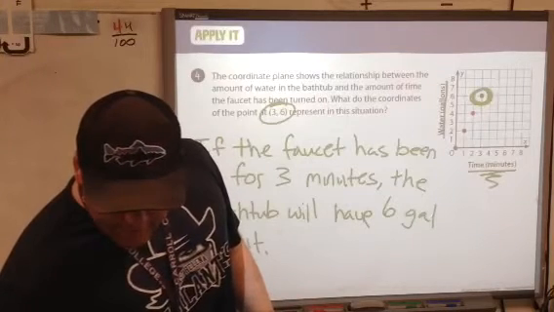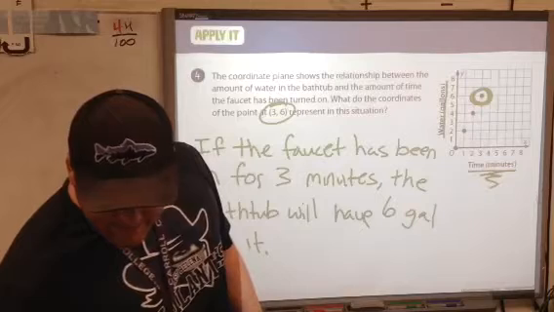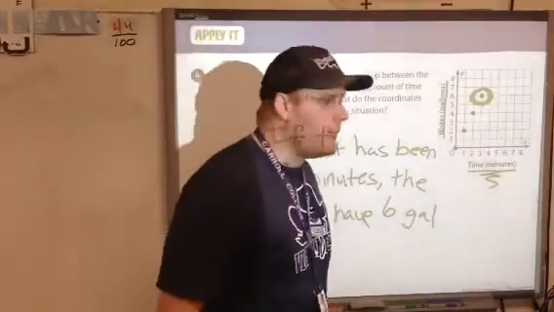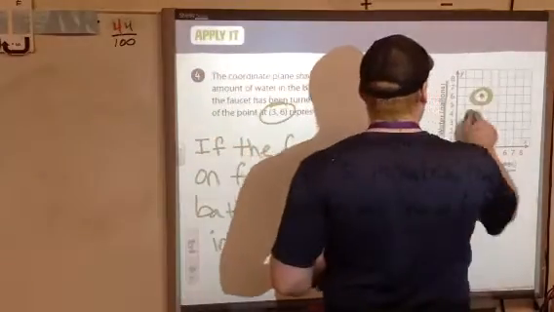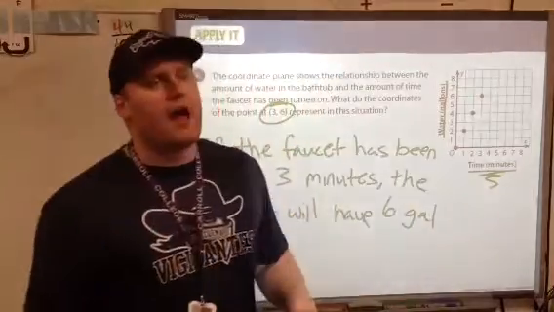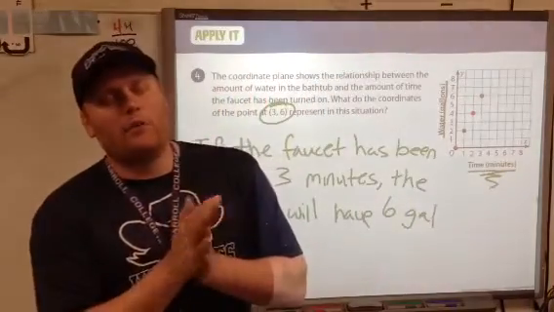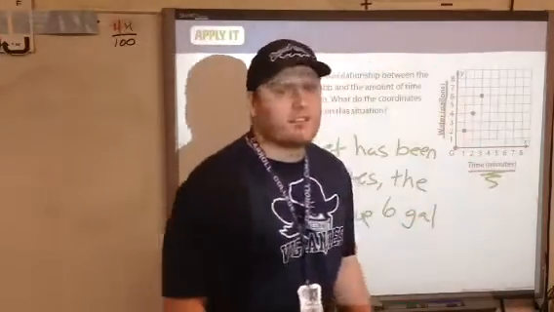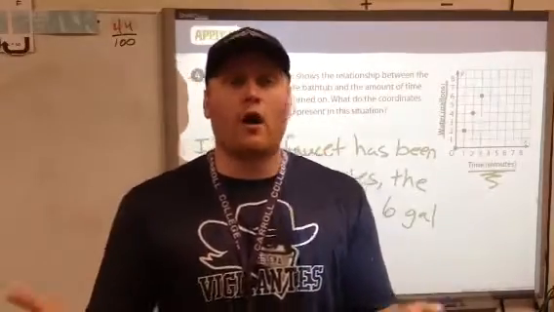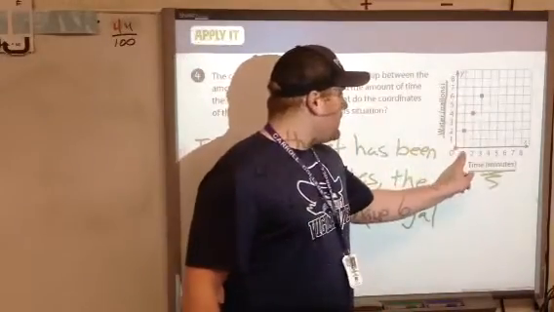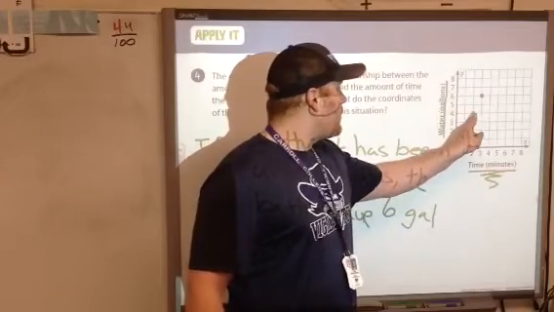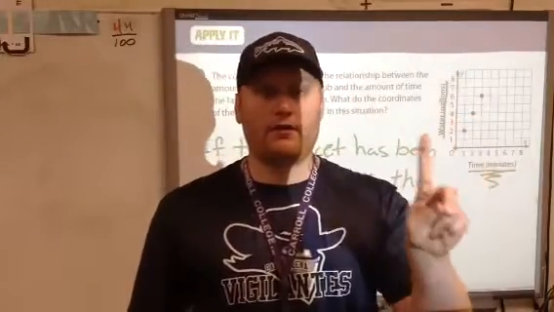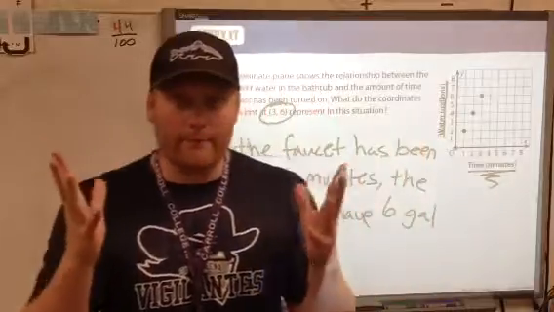It says, use the coordinate plane from problem 4. How many minutes must the faucet be turned on for there to be 8 gallons of water in the bathtub? So remember, our coordinate plane is showing the relationship of how long the faucet's been on to how many gallons would fill the bathtub. So really the relationship between time and gallons is for every minute, 2 gallons of water is filled in the bathtub. See? 1 minute, 2 gallons. 2 minutes, 4 gallons. 3 minutes, 6 gallons. So, every minute the faucet is on, 2 gallons of water fills up, right?